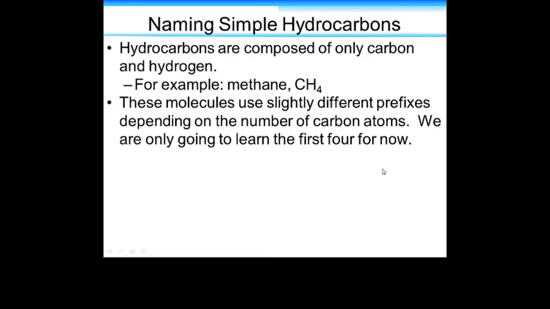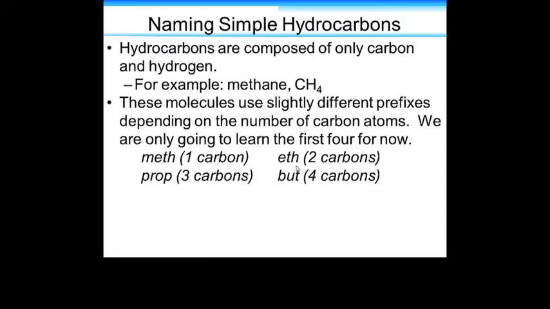These use a slightly different naming system since they are what is known as organic molecules composed of carbon. We are going to learn a few of the prefixes for now. Meth is a prefix for hydrocarbons with one carbon. Really, if we're only talking about hydrocarbons, that's methane. Eth, if the hydrocarbon has two carbons, it has an eth prefix. And 3 carbons would be prop. 4 carbons would have the prefix but.